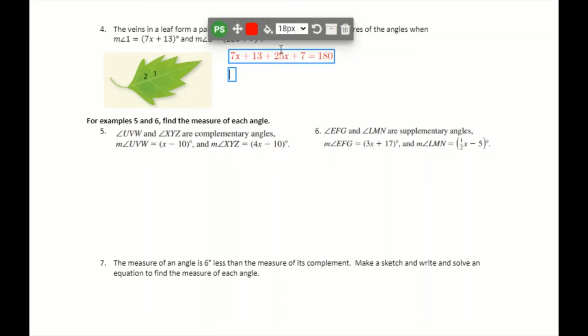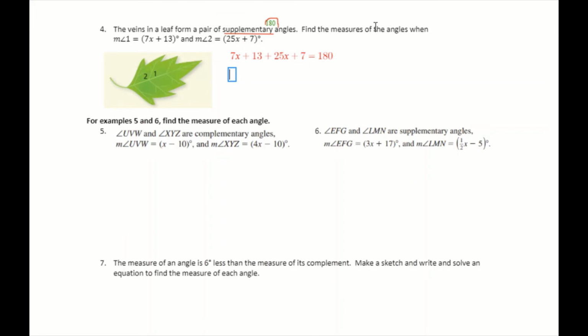Let's combine our like terms. 7x plus 25x is going to be 32x, like the Sega system. That's a dated reference. Some of y'all get that. Plus 20 is 180. Okay. We're going to subtract 20 from both sides and get 32x equals 160, and then divide both sides by 32, and we get x equals 5.